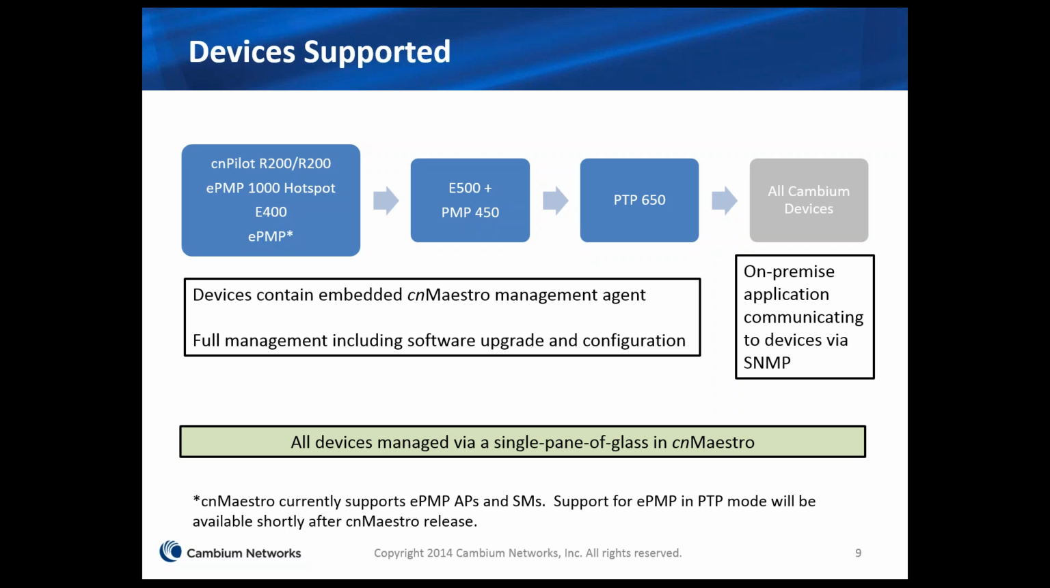The first version of cnMaestro will also support ePMP access points and SMs, and we plan to have a micro release coming out shortly afterwards, supporting ePMP in PTP mode. The next major release will support E500 Wi-Fi access points, which are enterprise-grade outdoor access points, as well as the Cambium PMP product line, which includes the 450 and subsequent products in that family. And after that would come the 650 point-to-point product line.